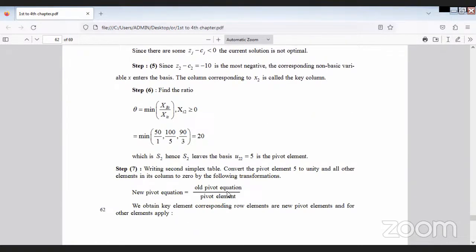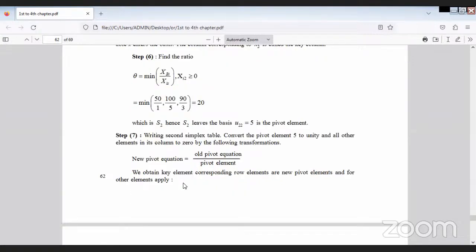The minimum, what is the output? Is it 20? It is correct, check it. Yes, sir, 20 is correct. 20, 30, 50, so 20 is the minimum. Correct. So this is S2, and U2 is equal to 5, the pivot element. Therefore write the second simplex table: convert the pivot element 5 to unit and all other elements in the column to 0 by the following transformation. New pivot equation is old pivot equation by pivot element.